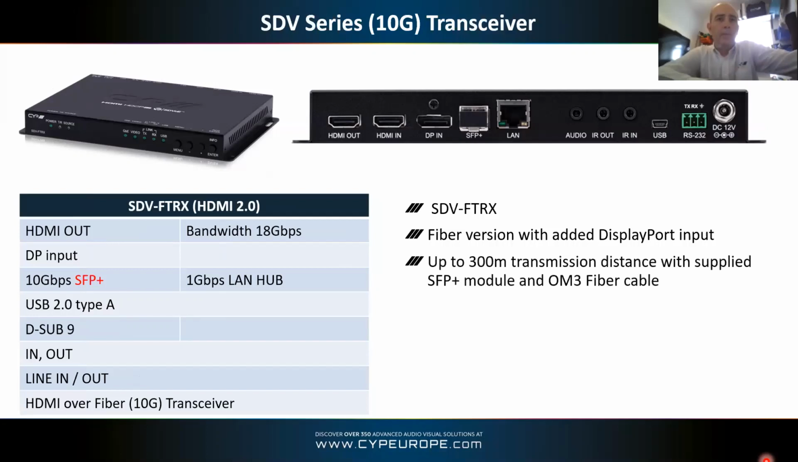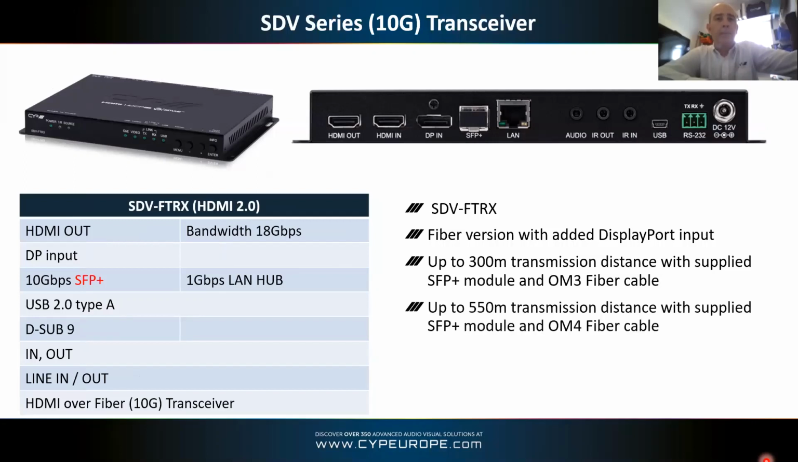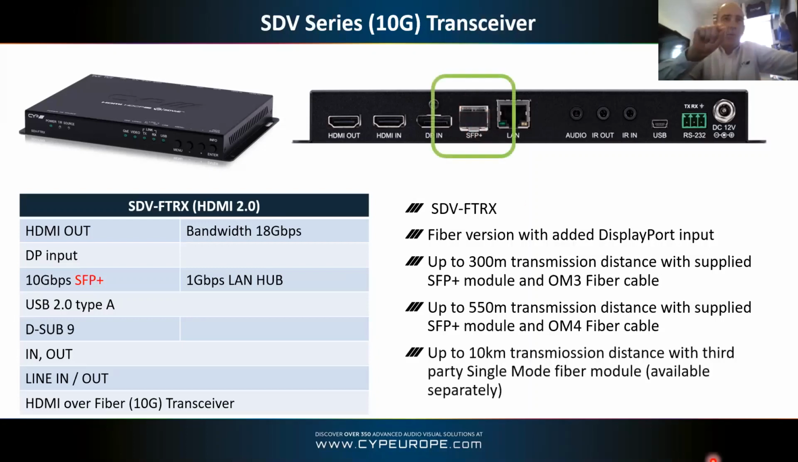You can transmit up to 300 meters with the supplied SFP module and OM3 fiber cable, or up to 550 meters if you change the cable out for OM4 fiber cable. This is all still using the supplied module. That's on the back of the unit there. This is called an SFP module, and that's removable. It just literally slides out.